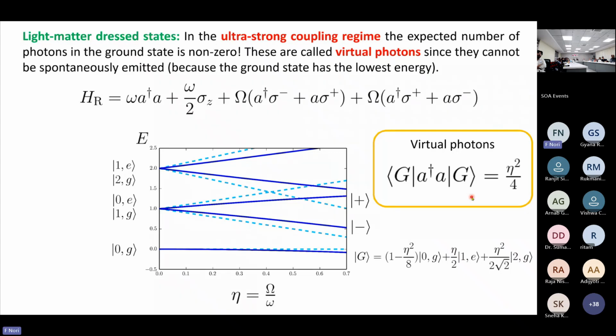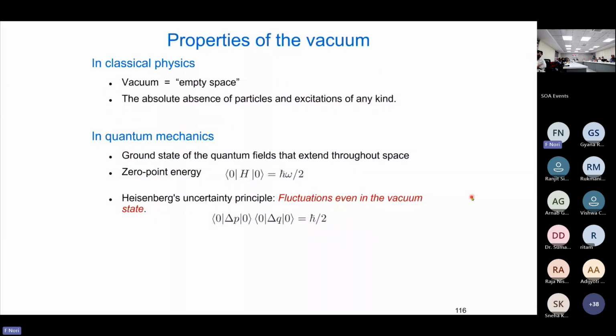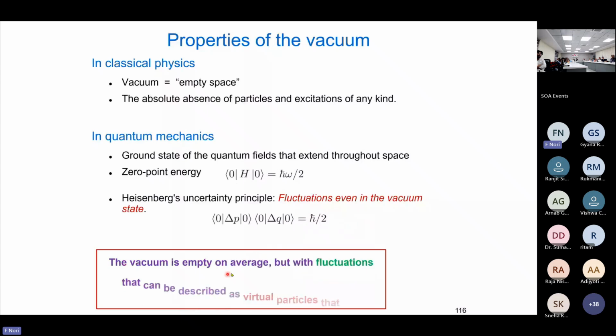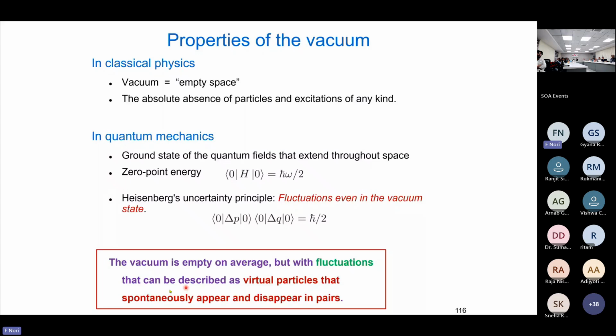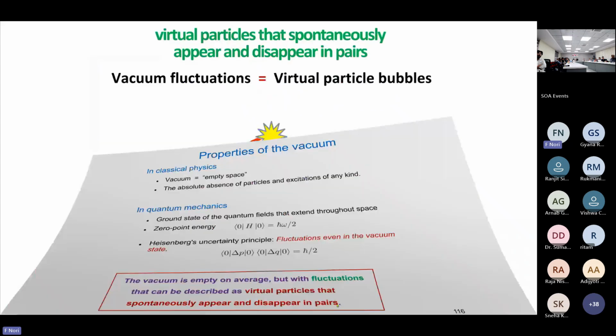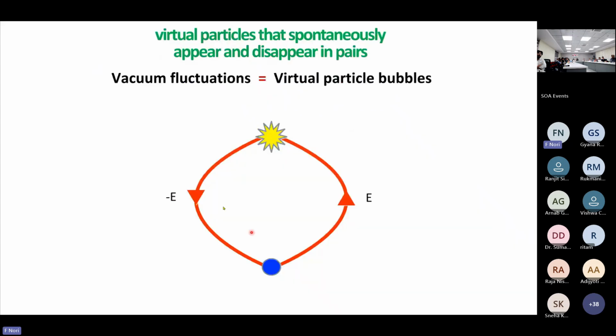Renormalized. So you need to use the renormalization group and quantum field theory to study this. And again, in classical physics, the vacuum is empty. There's nothing. The quantum mechanical ground state has a zero-point energy, so there are fluctuations even in the vacuum. So the vacuum is empty on average, but with fluctuations that can be described as virtual particles that spontaneously appear and disappear in pairs. In quantum field theory, this is done by looking at this bubble diagram. You look at the Feynman diagram, with time in this direction, and these virtual particles appear and disappear.